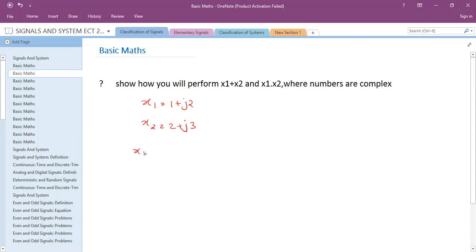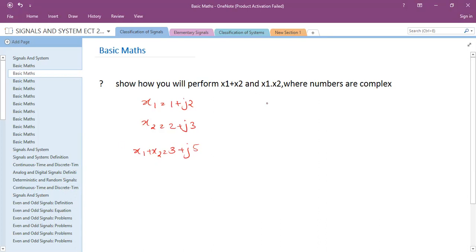So we need to perform x1 plus x2. You can simply add the real parts. So here 2 plus 1 is 3, and the imaginary parts we add, that is 5. So this is your sum result. So we can use the rectangular form directly.